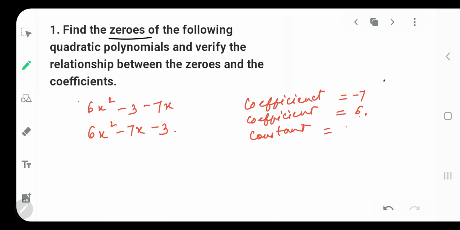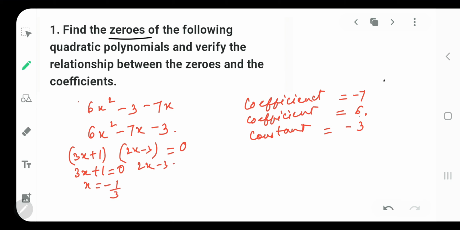It is minus 3. So I have written all this down. Now to find its zeros, you will get two brackets, and you will equate to 0. What brackets you will get? You will get 3x plus 1, 2x minus 3. And you will equate with 0. That is 3x plus 1 is equal to 0, that is x is equal to minus 1 upon 3. 2x minus 3 is equal to 0, that is x is equal to 3 upon 2. So I got zeros minus 1 upon 3 and 3 upon 2.